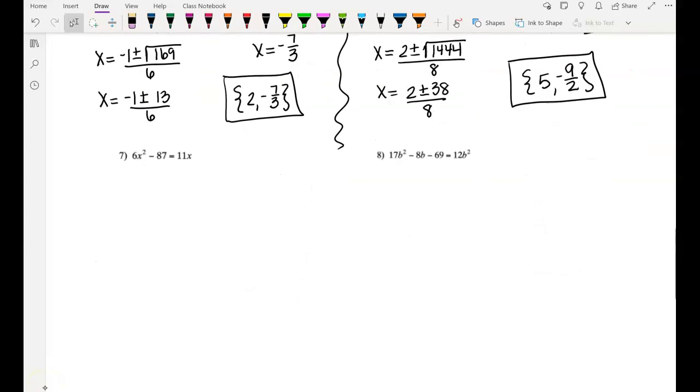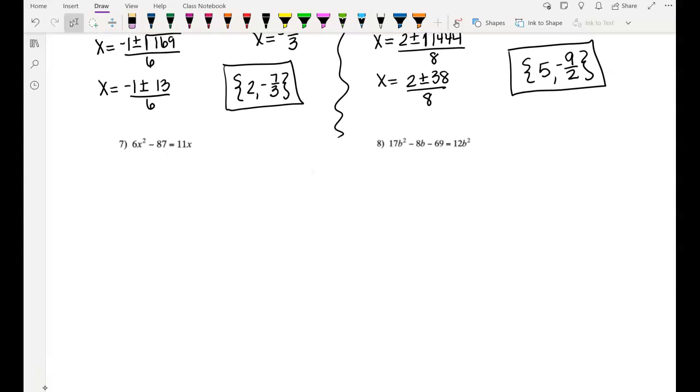All right, number 7, 6x squared minus 87 equals 11x. So it's not always the constant term that could be on the other side, but I still need to move everything together. So I would have to subtract 11x from both sides, and I need to make sure it gets in the right position so I get the correct value. So this would be rewritten as 6x squared minus 11x minus 87 equals 0.